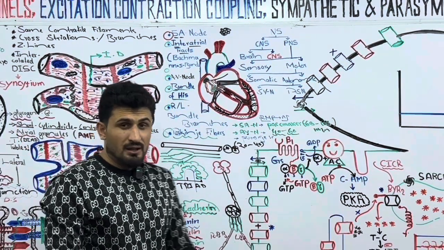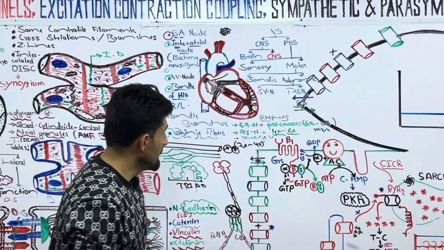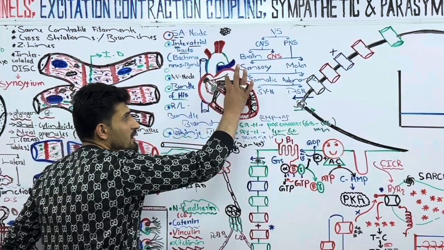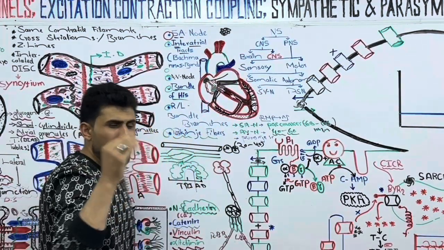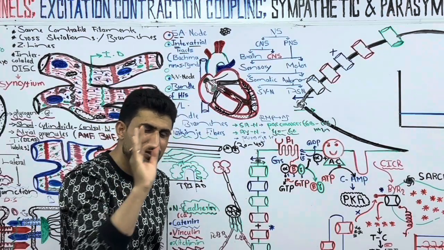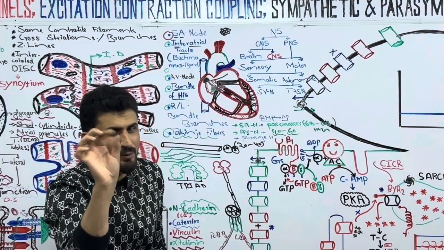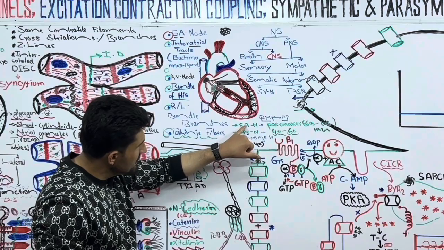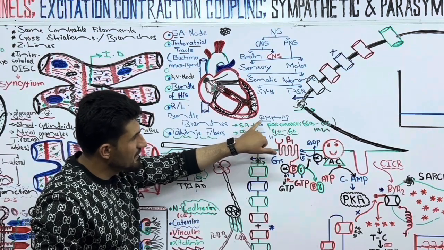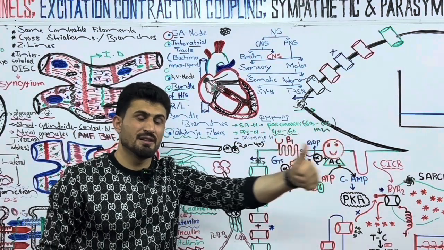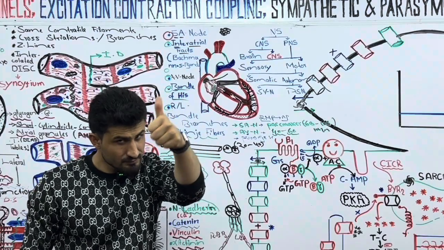Sorry, we lost connection of the camera, but anyway, let me explain specific functions of each part of the conductive system one by one. The specificity of the SA node is that it acts as a pacemaker. This is the specific function of the SA node.